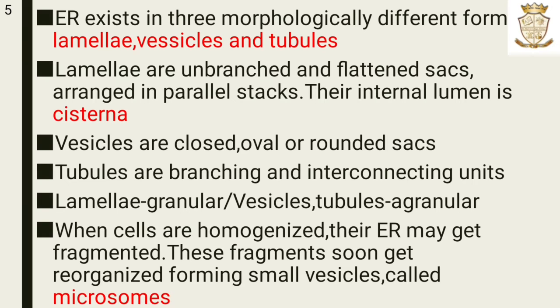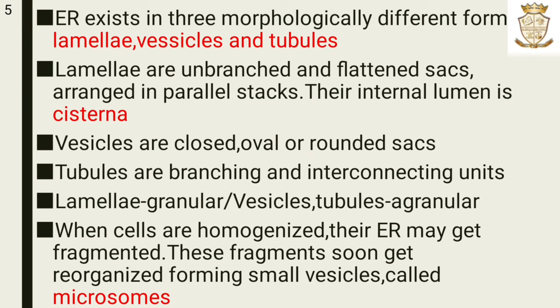Endoplasmic reticulum exists in three morphologically different forms, that is, lamellae, vesicles, and tubules. Lamellae are unbranched and flattened sacs arranged in parallel stacks. Their internal lumen is the cisternae. Vesicles are closed, oval, or rounded sacs. Tubules are branching and interconnecting units. Lamellae are granular, as are vesicles, while tubules are agranular.